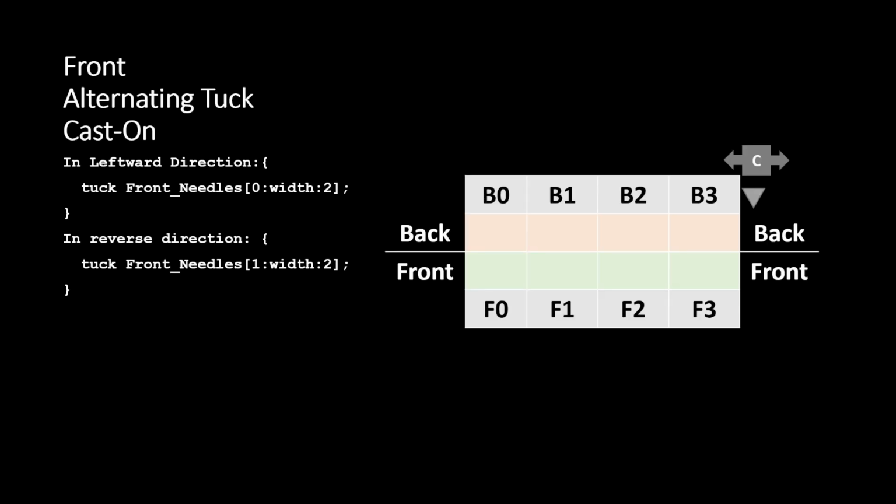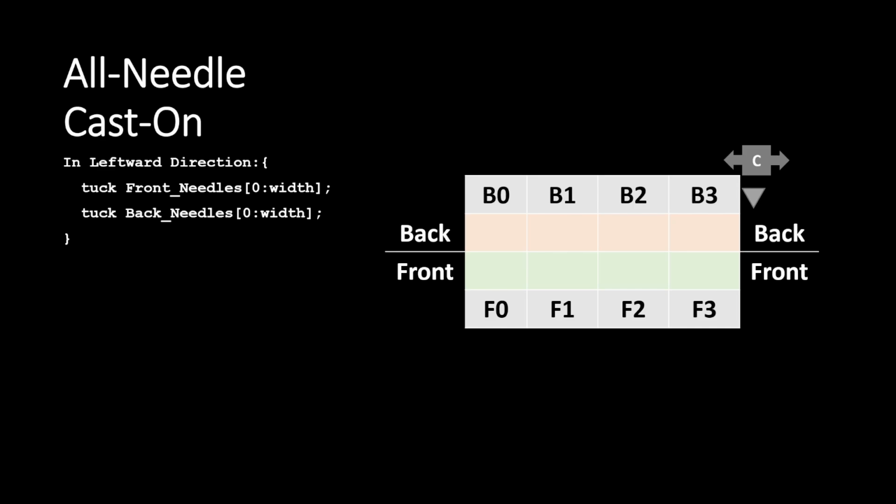So let's look at that front alternating cast-on. First, we're going to move in a leftward direction, tucking on every other front needle, and then we're going to move in the reverse direction, tucking on the remaining needles, in this case, the odd needles. So on a value of 4, we start on F2 and F0, and then we come back tucking on F1 and F3. This is a more stable pattern for casting on than if we had knit directly across it. For a large number of needles, if you knit directly across, the yarn tends to slip out, and this causes a lot of trouble.